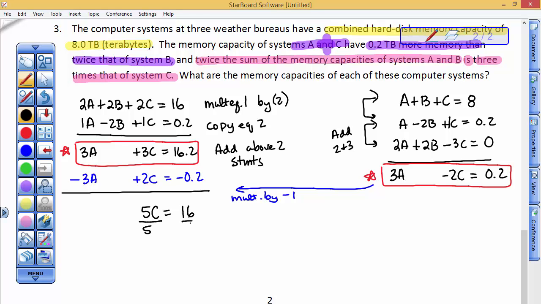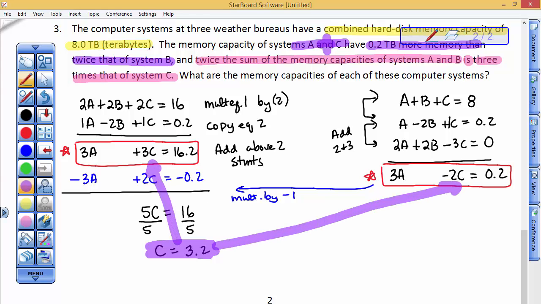And so when you divide by 5, and because I'm talking about terabytes of disk space, I'm going to go ahead and get the decimal number for this, which is probably about 3.2, I think, for C. So once I know what C is, I'll go into one of the two red statements with the 3.2. It doesn't matter which. I guess I'll go into this one right here. So it was 3A plus 3C equals 16.2, and 3A plus 3 times 3.2, which is 9.6, I believe.